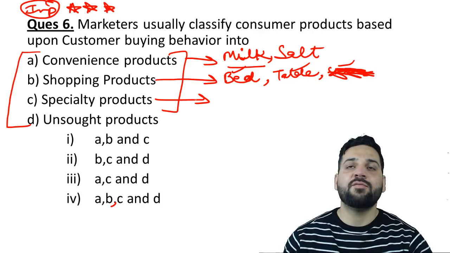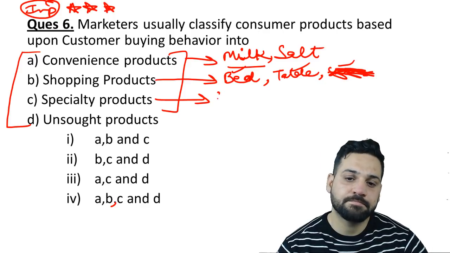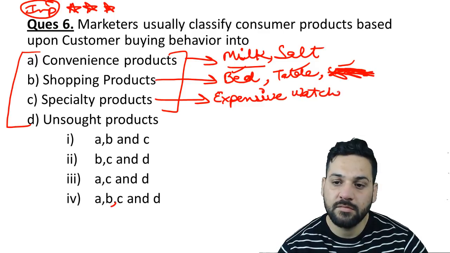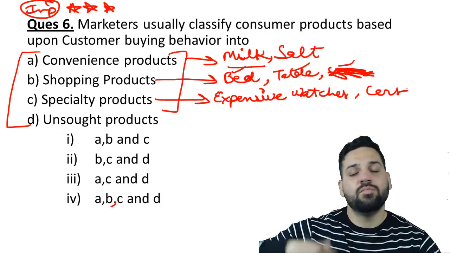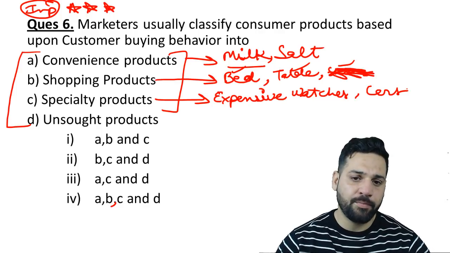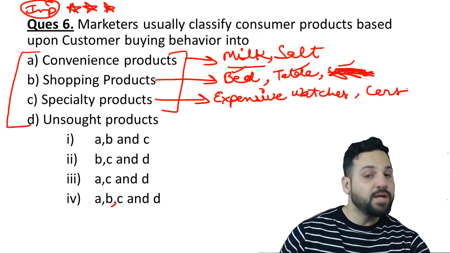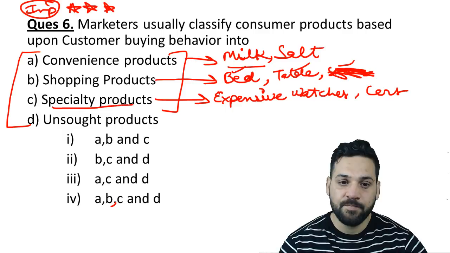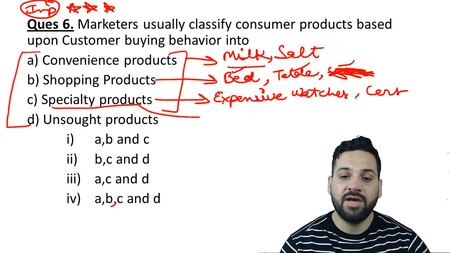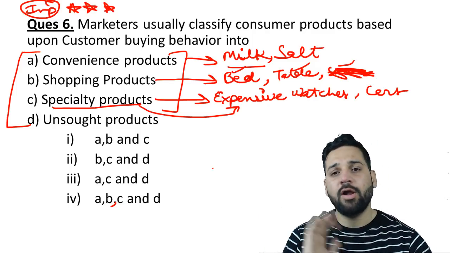Now specialty products, I would say expensive watches, or cars. These products are more expensive than shopping products. These are expensive products, once in a lifetime kind of shoppers are there. I mean, how many times are you going to buy a car in your lifetime? Maybe 2, 3, or 4 times. That's it. So these are specialty products. The customers, they value your brand. They are already aware about that. I need a Rolex watch, I need a Hyundai car. They're already aware about it. They are loyal towards your brand.